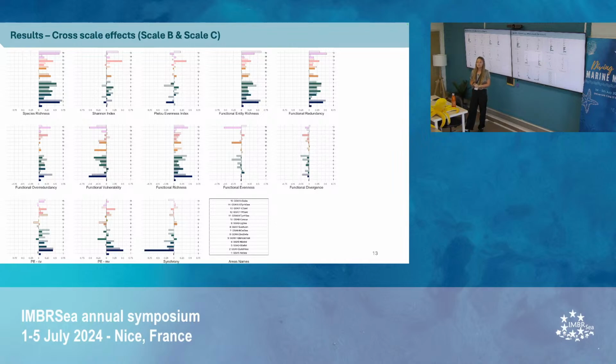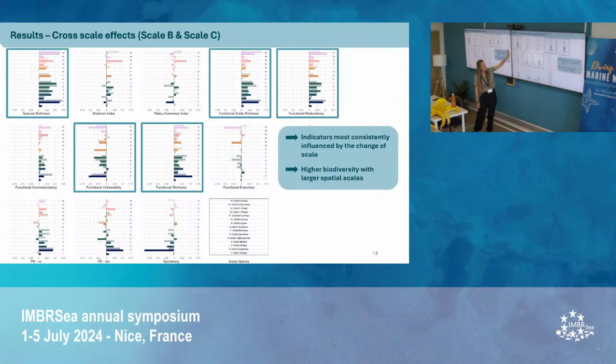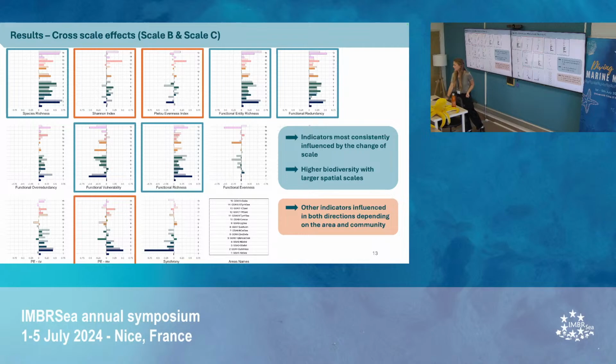Another major goal of the study was to look at the cross-scale effect on the indicators. So now let's focus on these bar plots, which show the differences between scale C, the GSAs, and scale B that are nested within the GSAs. Each bar here is representing a subregion, with the dark and light colors respectively corresponding to shelf and slope communities. Here I framed the indicators that were the most consistently influenced by the change of scale. And for all of them, this indicates a higher biodiversity with larger scale. However, other indicators were influenced in both directions, depending on the area and also depending on the community.